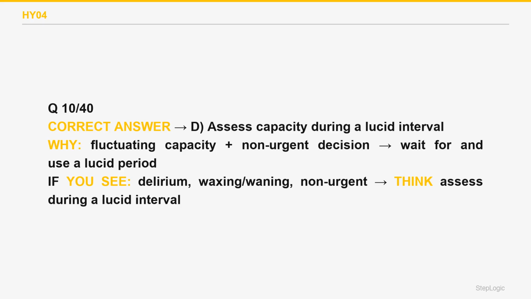The correct answer is D. Declaring him permanently incapable ignores that delirium fluctuates and is frequently reversible, so his incapacity is not fixed. Choice A is wrong. Having the family sign immediately bypasses a patient who may soon regain capacity and decide for himself. Choice B is wrong. Assess capacity during a lucid interval.